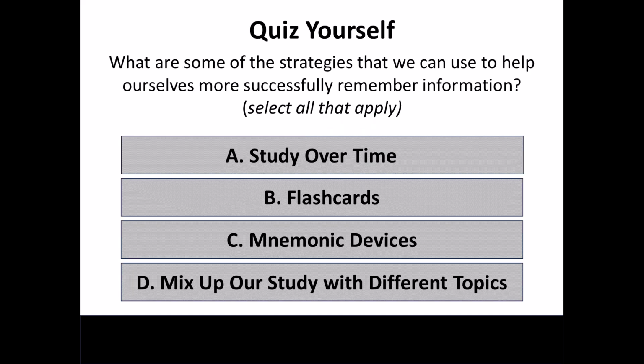Quiz yourself. Keep in mind there may be more than one correct answer. What are some of the strategies that we can use to help ourselves more successfully remember information? A. Study over time. B. Flashcards. C. Mnemonic devices. Or D. Mix up our study with different topics. All of the answers are correct. Studying over time, using flashcards, using mnemonic devices, and mixing up our study with different topics all can help us be more successful at remembering information.